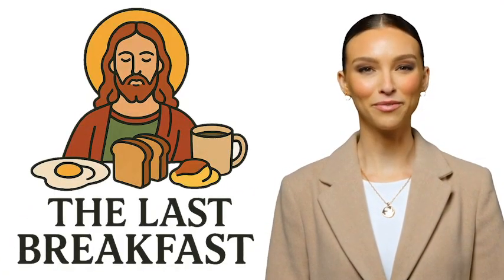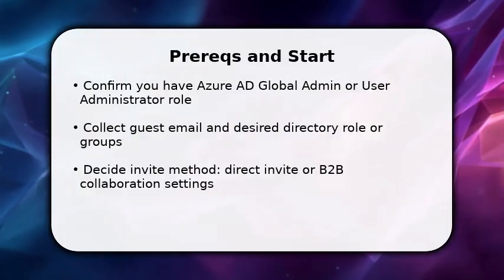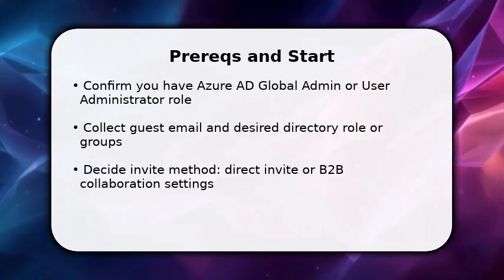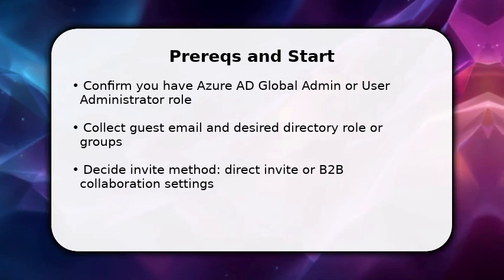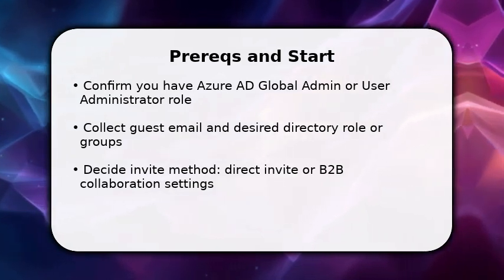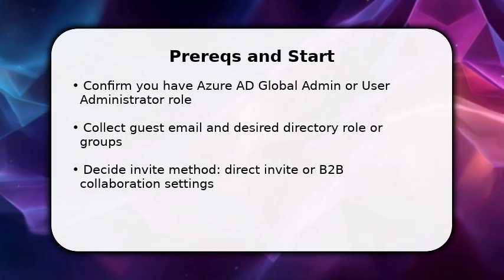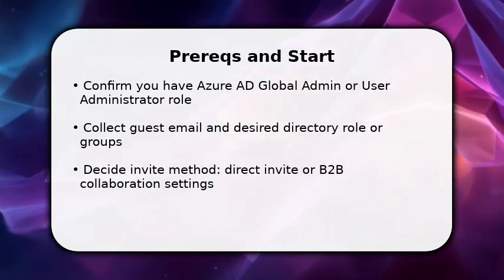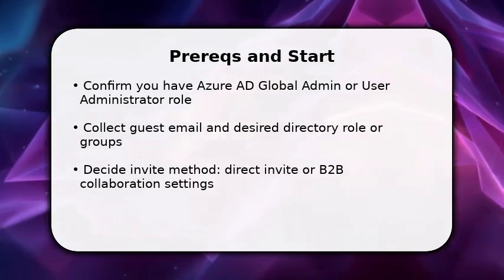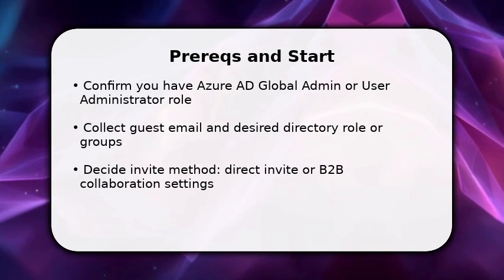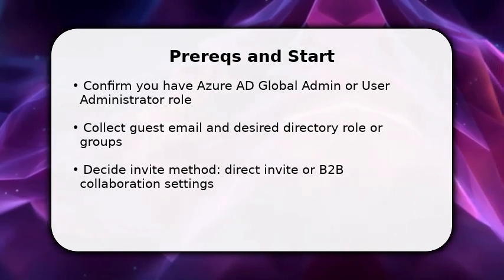Please enjoy the video. You start by confirming you have global admin or user administrator privileges so you can invite guests. Once done, gather the guest email, select their intended directory role, and decide whether they'll join via direct invite or B2B collaboration settings. Make sure to check external collaboration policies before proceeding to avoid blocked invitations.